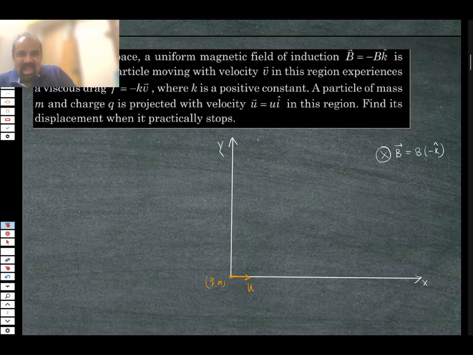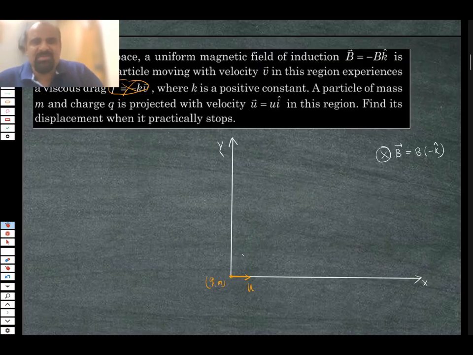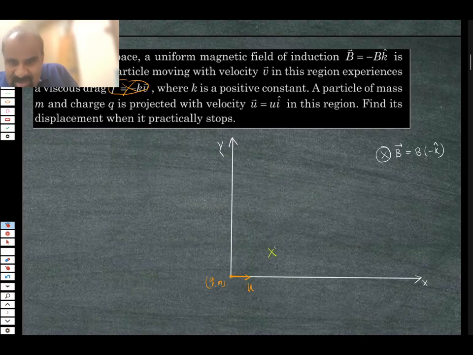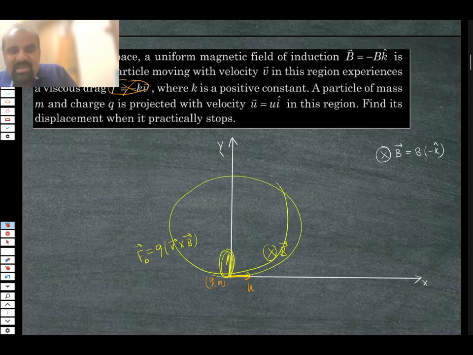Now, if the drag force was not there, for a second, let's ignore this drag force. Then this is a very well-known situation. The motion is going to be circular in that case, because obviously there is a magnetic field into the plane and the particle is moving in this direction. So there is going to be a magnetic force according to the formula q v cross B. That's the magnetic force, and if you do v cross B, it's going to come out in this direction, and that is going to make it rotate in a circle.